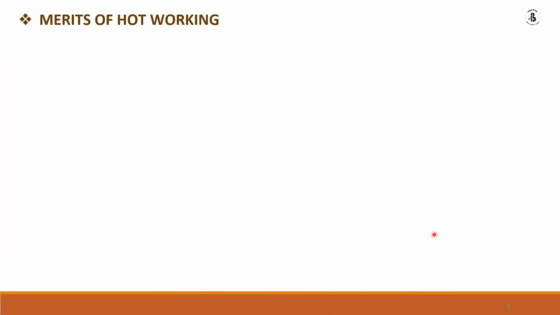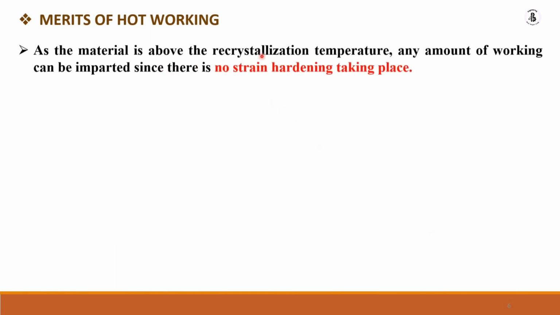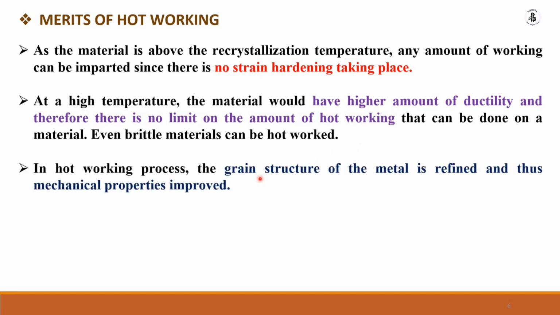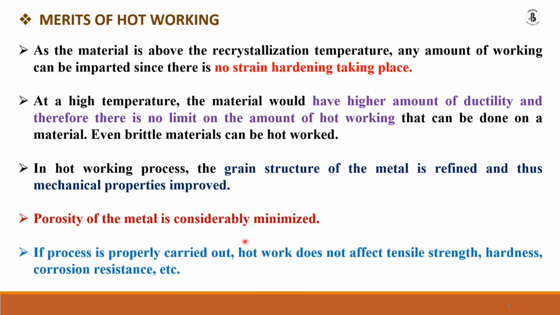Some of the advantages, or you can say merits, of the hot working process: as the material is above the recrystallization temperature, any amount of working can be imparted since no strain hardening takes place in the material. At high temperatures, the material has a high amount of ductility and therefore there is no limit on the amount of hot working that can be done on a material. Even brittle materials can be hot rolled nowadays. In the hot working process, the grain structure of the metal is refined and thus the mechanical properties are improved. Porosity of the metal is considerably minimized. If the process is properly carried out and you control the temperatures, hot work does not affect tensile strength, hardness and corrosion resistance, etc.